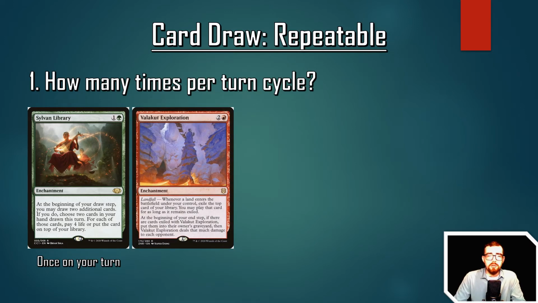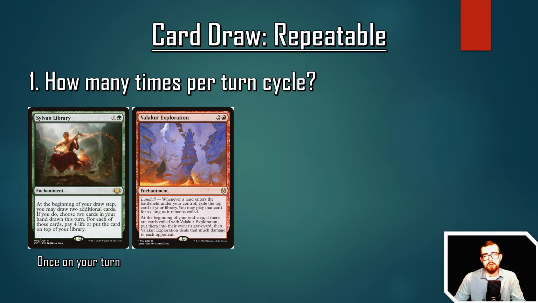The next example is Valakut Exploration, an enchantment for 2 and a red with landfall. Whenever a land enters the battlefield under your control, exile the top card of your library. You may play that card for as long as it remains exiled. At the beginning of your end step, if there are cards exiled with Valakut Exploration, put them into the owner's graveyard. Then Valakut Exploration deals that much damage to each opponent.